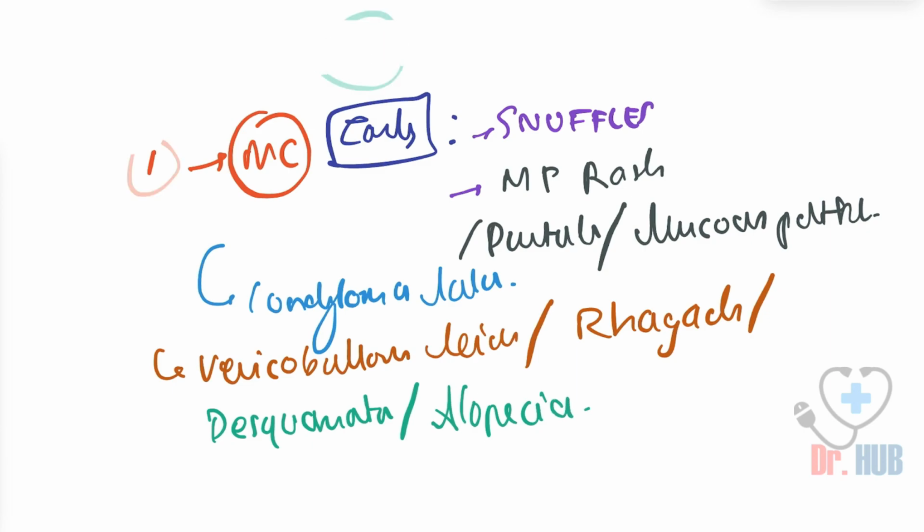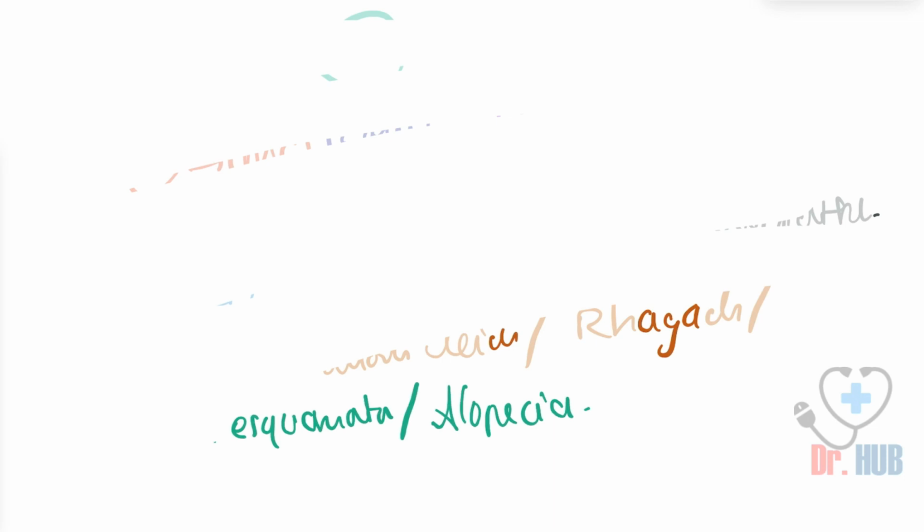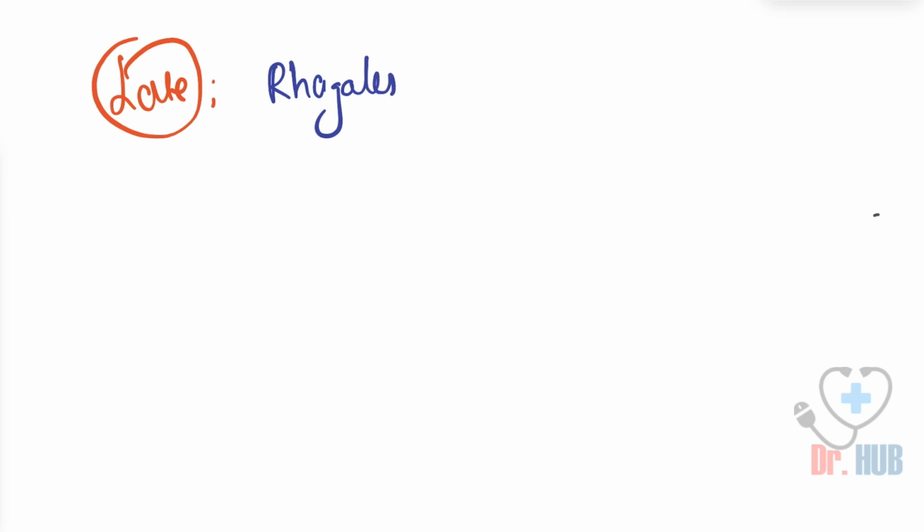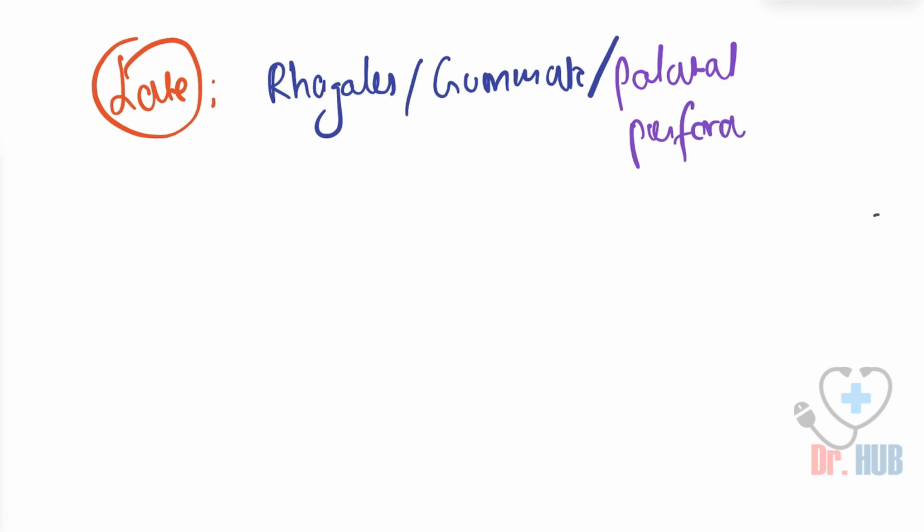Now we'll be looking at the late mucocutaneous findings of syphilis. In terms of late, this includes the rhagades, then the gummata, next the palatal perforation.